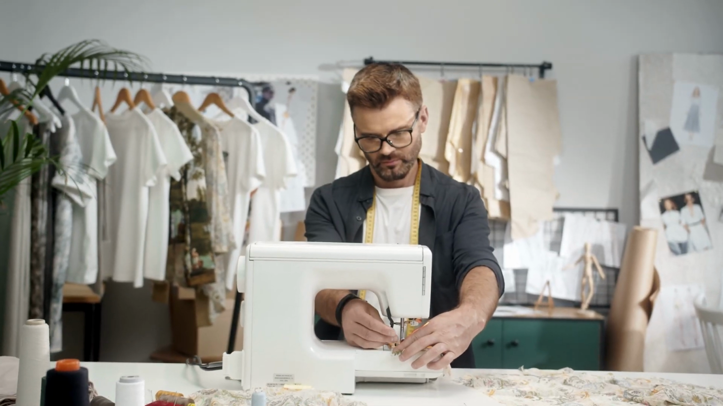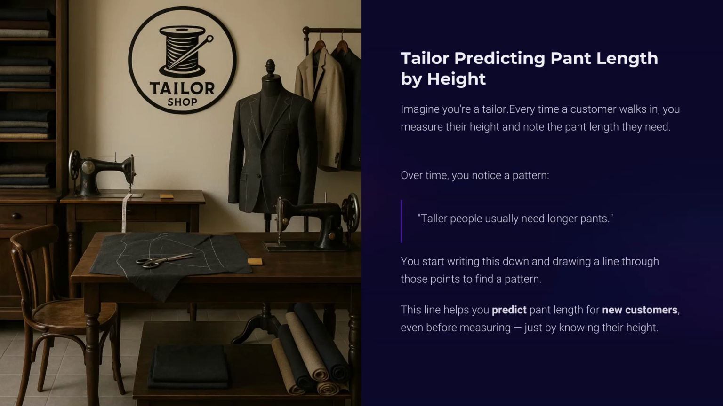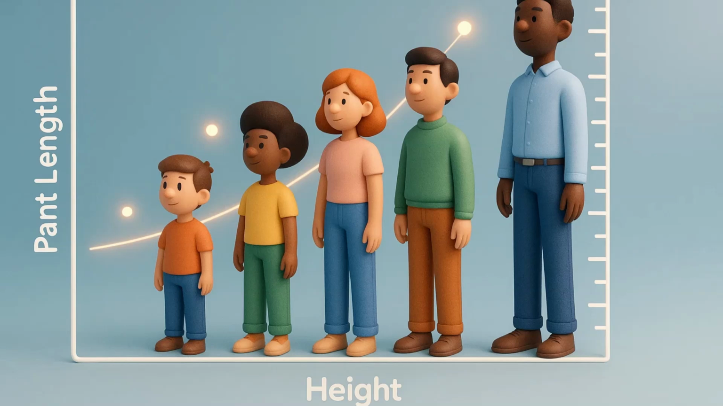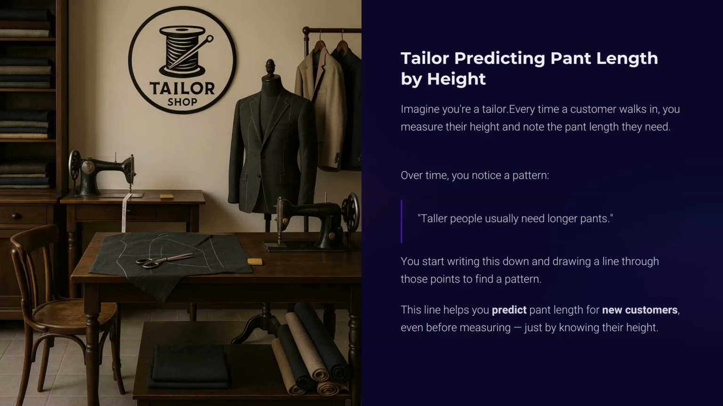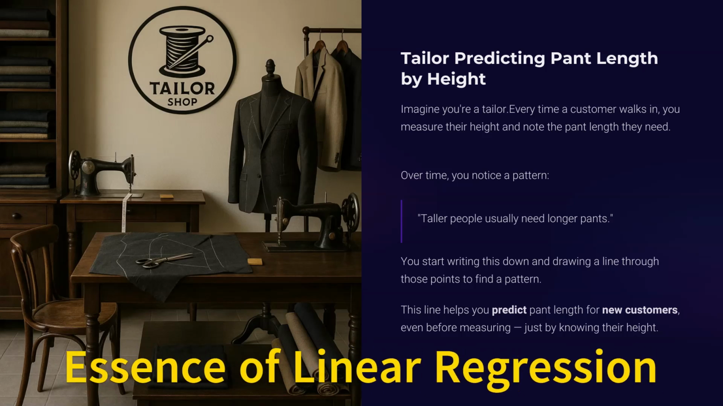Imagine you're a tailor. Every time a customer walks in, you measure their height and note the pant length they need. After doing this for a while, you start to notice a pattern. Taller people usually need longer pants, so you begin recording this information and drawing a line through the data to visualize that relationship. That line represents the pattern, a straight line relationship between height and pant length. This is the essence of linear regression.